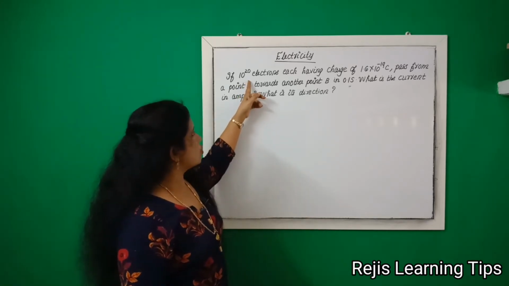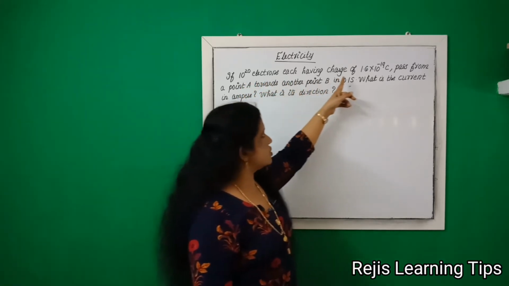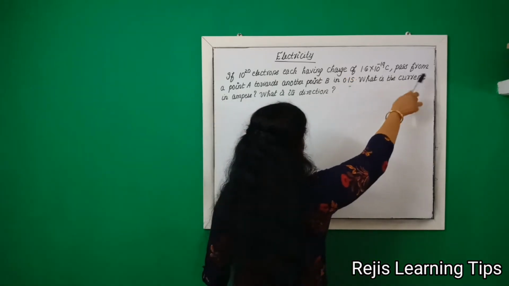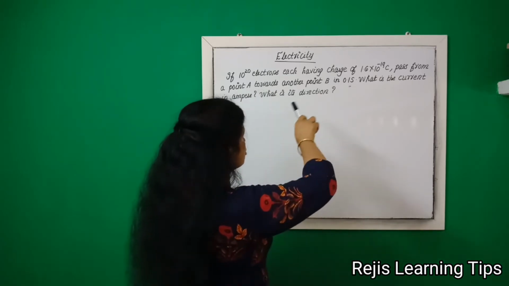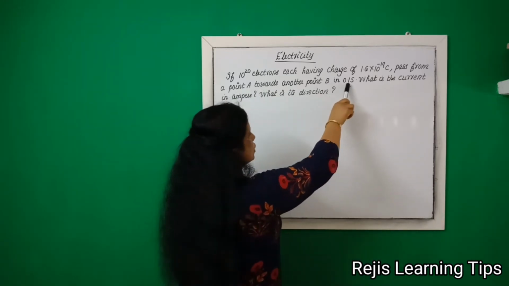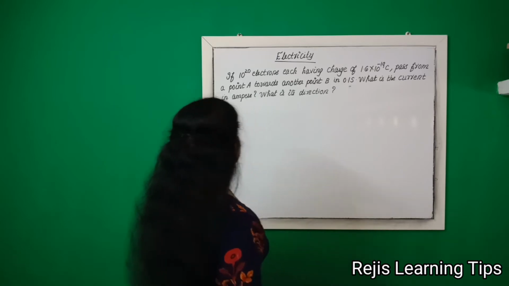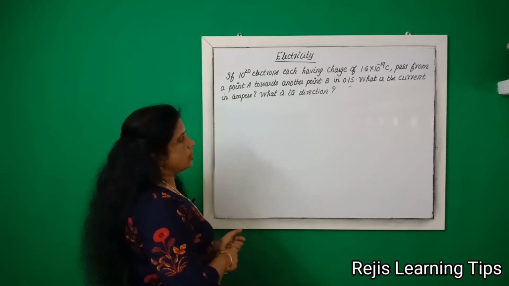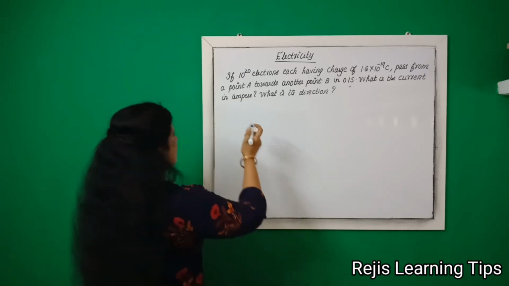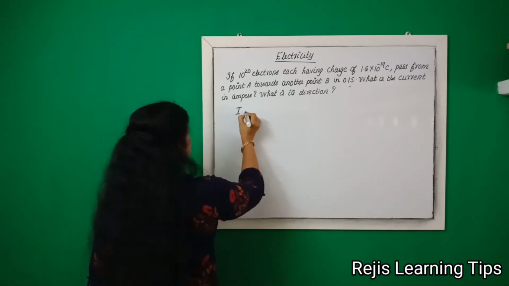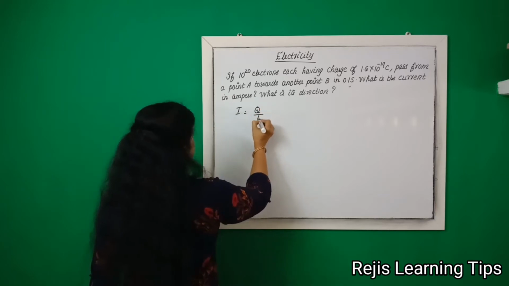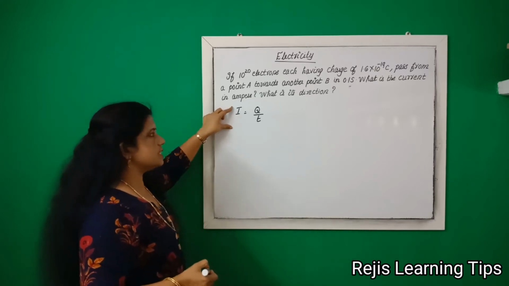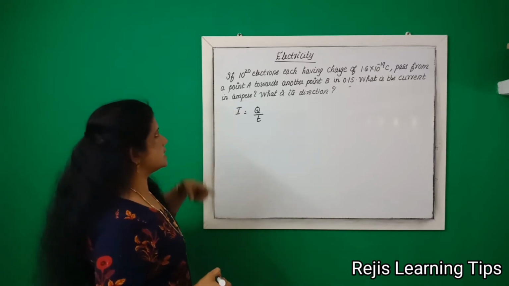If 10 raised to 20 electrons, each having a charge of 1.6 into 10 raised to minus 19 coulomb, pass from a point A towards another point B in 0.1 second, what is the current in ampere? What is its direction? Here we want to find the current. Current I is equal to Q by T.